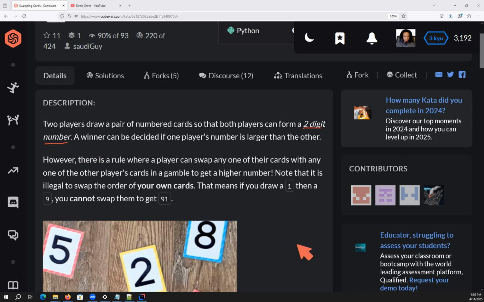However, there is a rule where a player can swap any one of their cards with another one of the other player's cards in a gamble to get a higher number. Note that it is illegal to swap the order of your own cards. You can only swap with the other player's cards. This means that if you draw a 1 and then a 9, you cannot swap them to get a 91. Nope, you cannot.